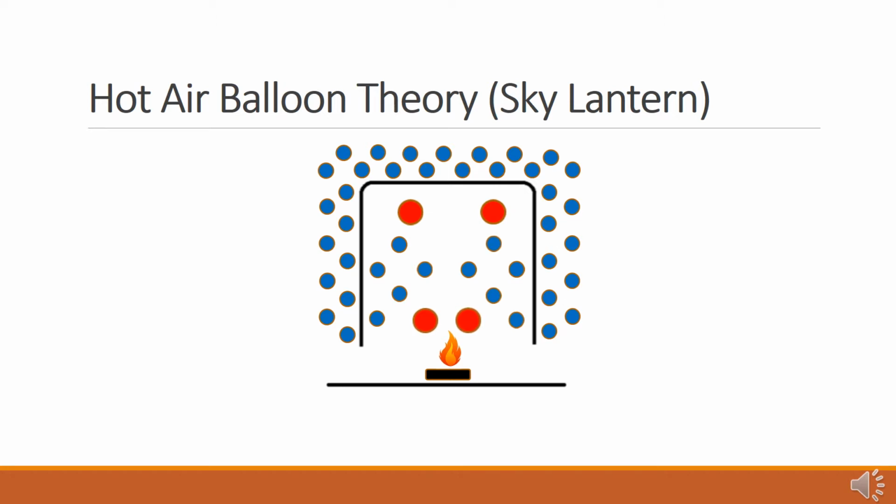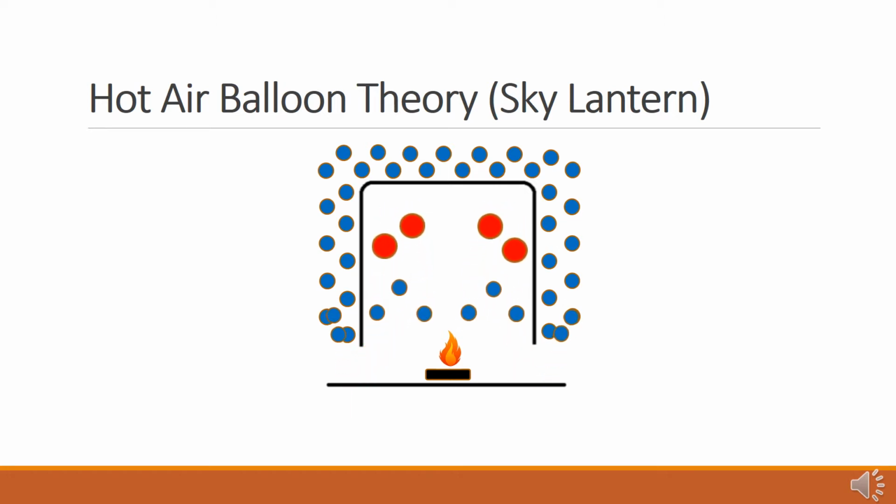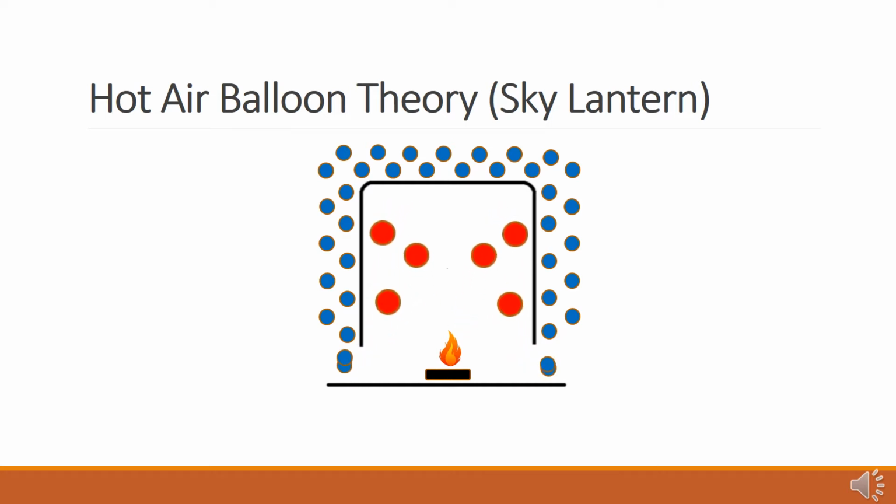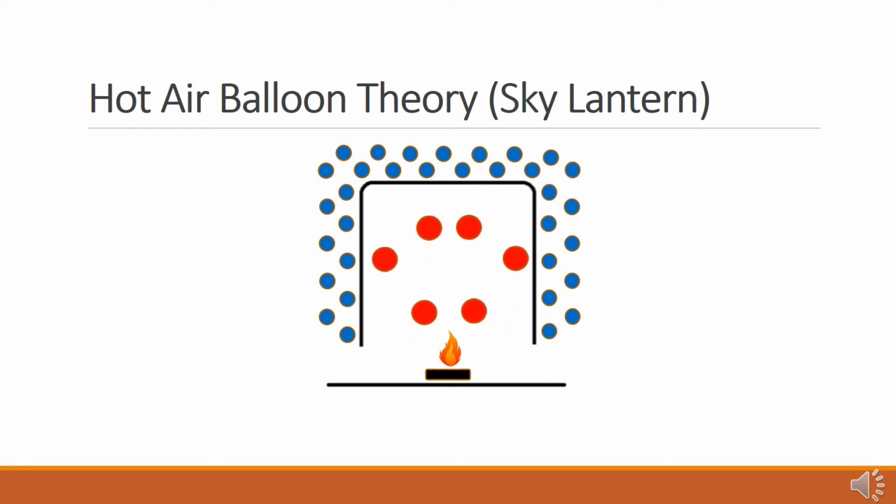They also vibrate harder, start to rise, and push more of the cooler molecules out of the bottom of the envelope. As more particles gain energy, they vibrate harder, the overall density of the gas in the balloon decreases, and the balloon starts to rise. Eventually, the entire envelope is filled with high energy particles. The envelope is much less dense than the surrounding air, and the balloon ascends.